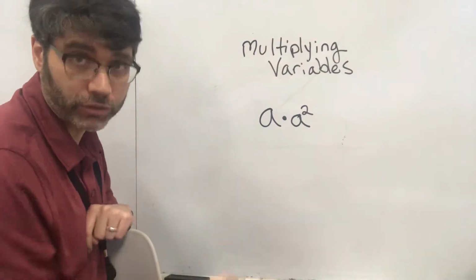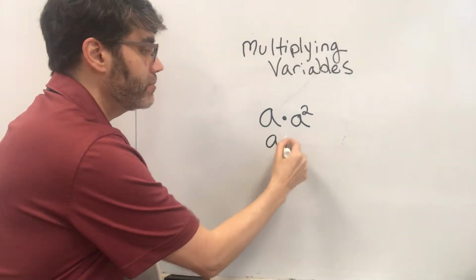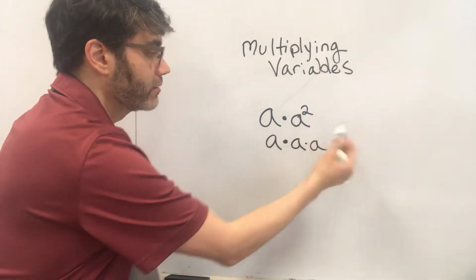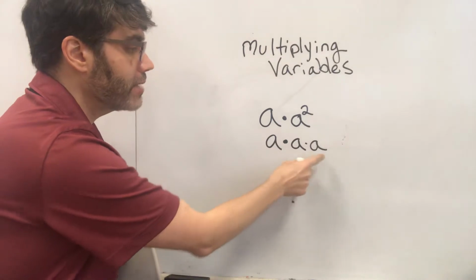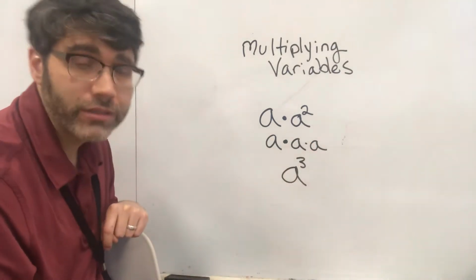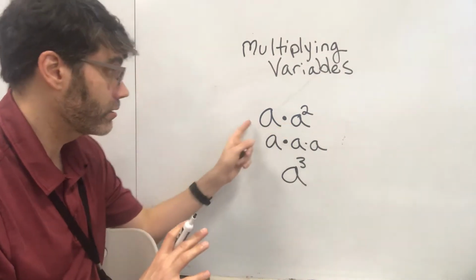We can multiply. This is A times, and this is A times A. A times A. All right, so now we have A times A times A. Well, that's another way of saying A cubed. So it's totally fine to multiply unlike terms.